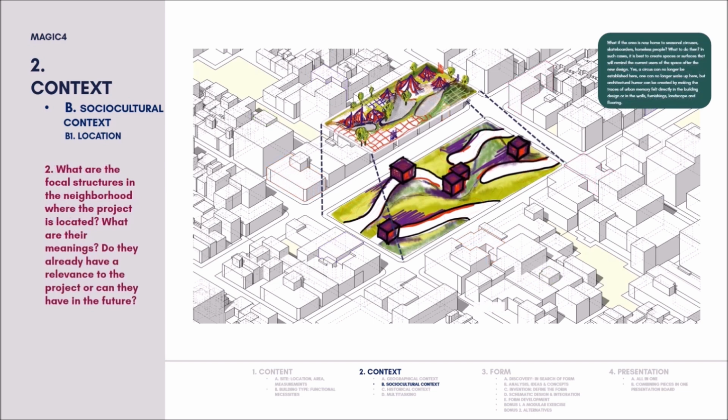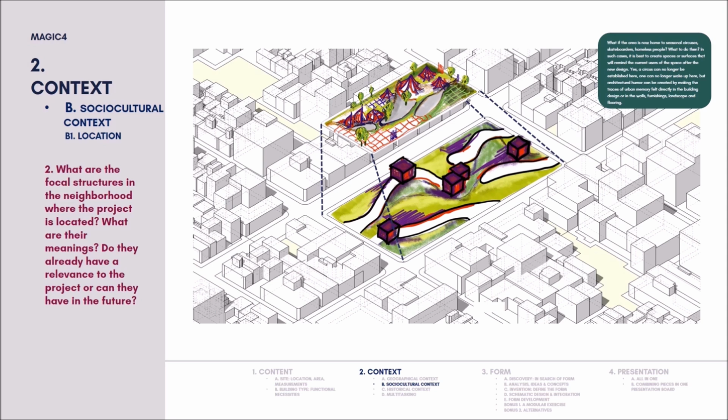B1. Location. Question 2. What are the focal structures in the neighborhood where the project is located? What are their meanings? Do they already have a relevance to the project or can they have in the future? What if the area is now home to seasonal circuses, skateboarders, homeless people?